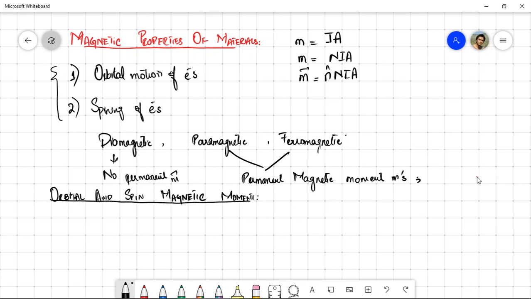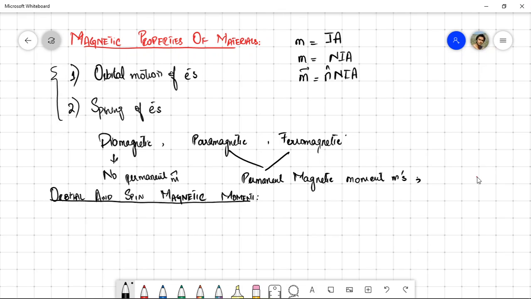Now we need to quantify what we talked about earlier, the orbital motion of electrons. We need to quantify the magnetic moment that is produced due to the motion of that electron around a nucleus in an orbit. In order to do that, we know that the electron has a charge minus e, and it is moving with a constant velocity u in a circle of radius r.